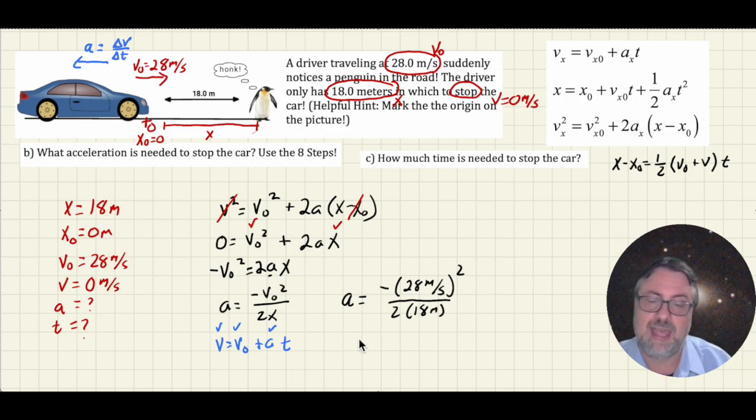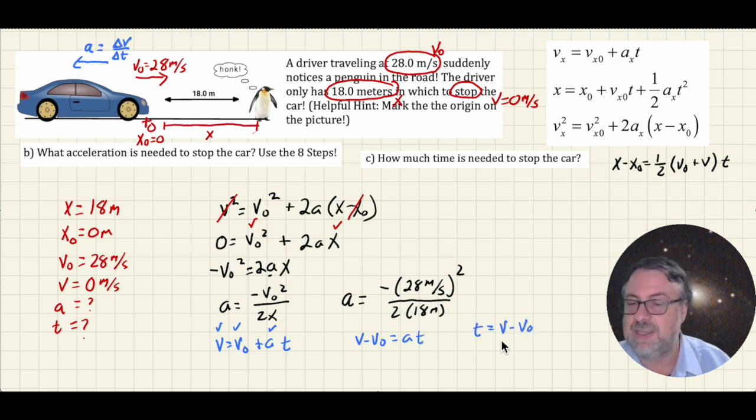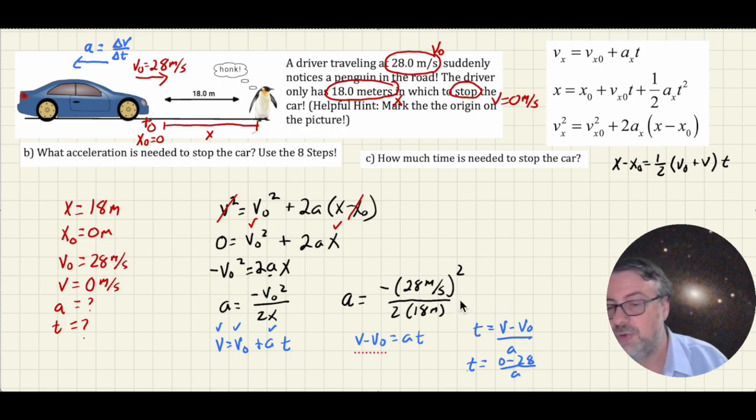So I know that v minus v naught will be equal to acceleration times time, or that time will equal v minus v initial, divided by the acceleration, or that time would be equal to 0 minus 28 divided by a, whatever value you got for the acceleration up there. That will give you the time.